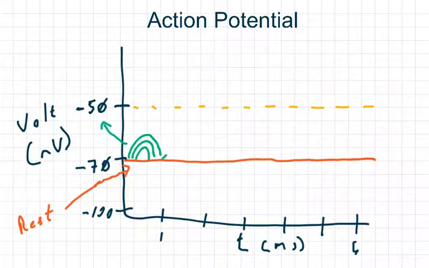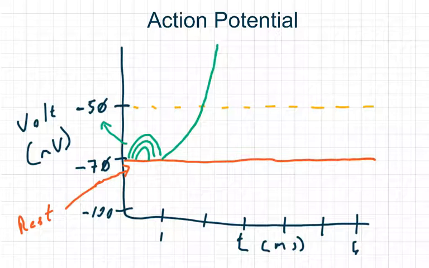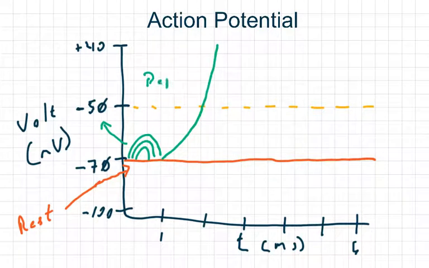If it does not reach this point of -50 millivolts, the action potential will not be generated. But if that stimulus reaches -55, all of a sudden the neuron will depolarize very quickly, and it'll reach a voltage of upwards to positive 40 millivolts. And so that's what we call, for this section, depolarization here in green.